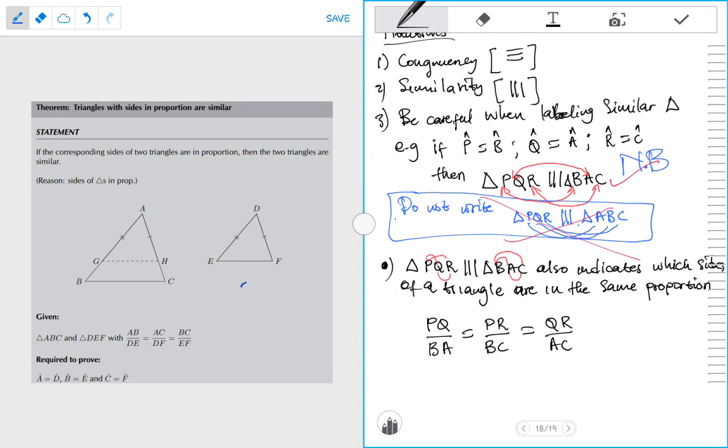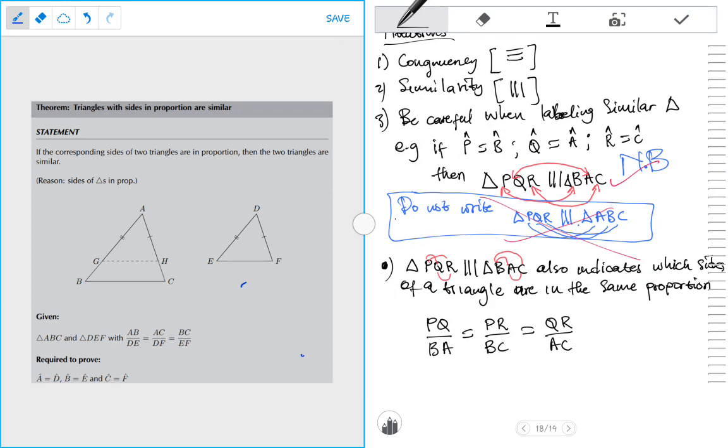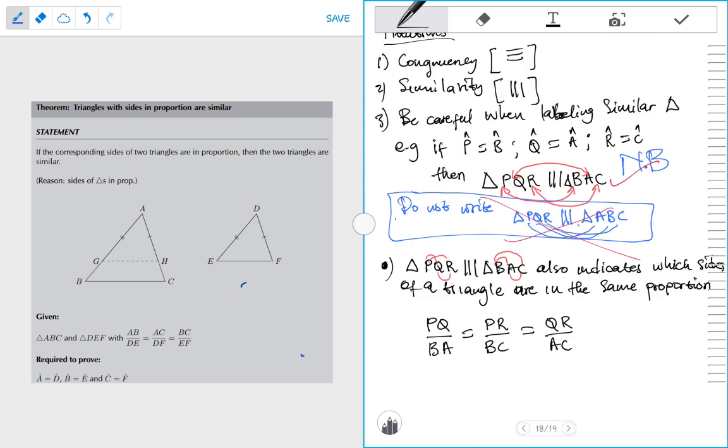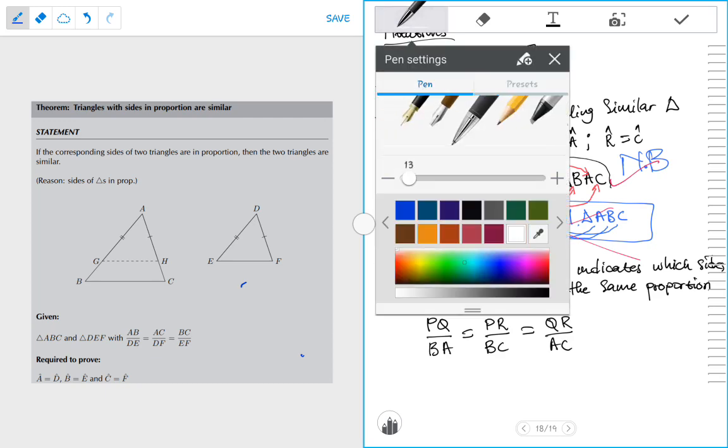I'm still Mr. Matonsi. We will be continuing from where we left off in the last video, where I was explaining congruence and similarities, which will help us prove this theorem: triangles with sides in proportion are similar. I want to emphasize this before I take on what we need to talk about today.